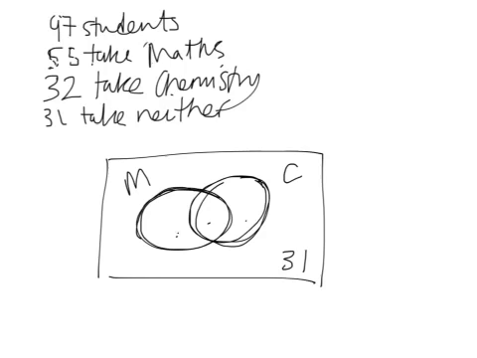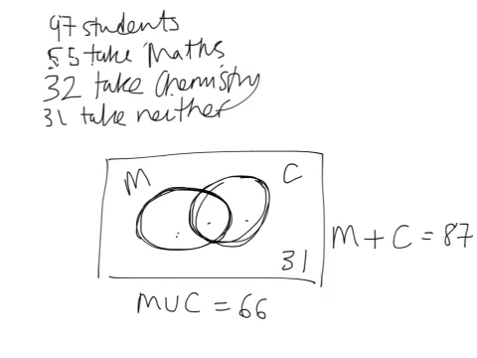If we add 55 and 32, that gives us 87. Using the addition rule, we know that the bit in the middle must be 87 take away 66, because M union C equals 66, and we got that M plus C gave us 87. So this middle bit must be 87 take away 66, so this must be 21.